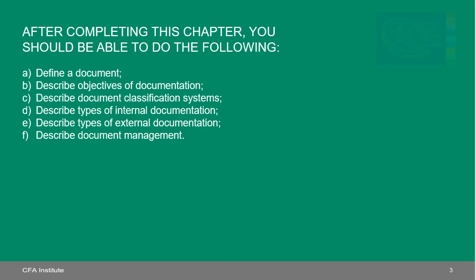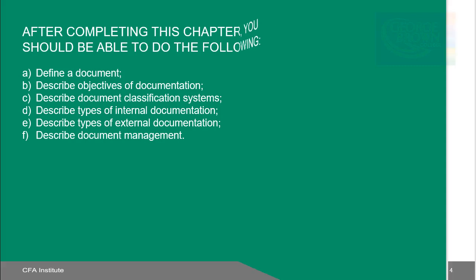There are 6 learning outcomes for this chapter, and after completing this chapter, you should be able to do the following. Learning outcome statement A, define a document. B, describe objectives of documentation. C, describe document classification systems. D, describe types of internal documentation. E, describe types of external documentation. And finally, learning outcome statement F, describe document management.